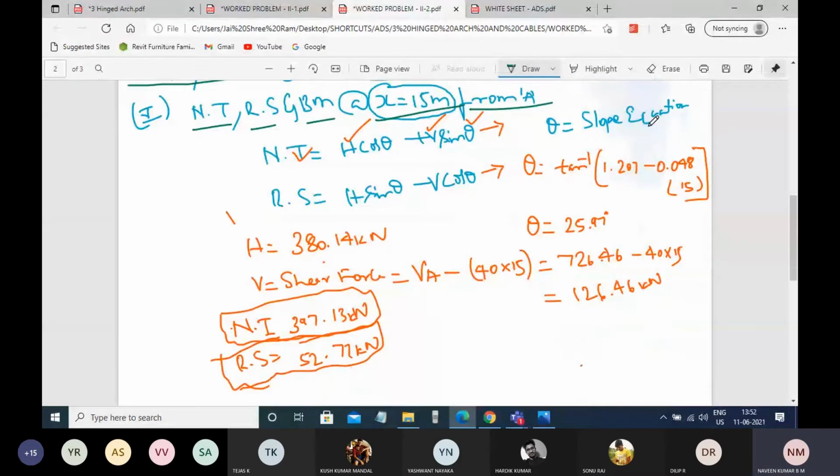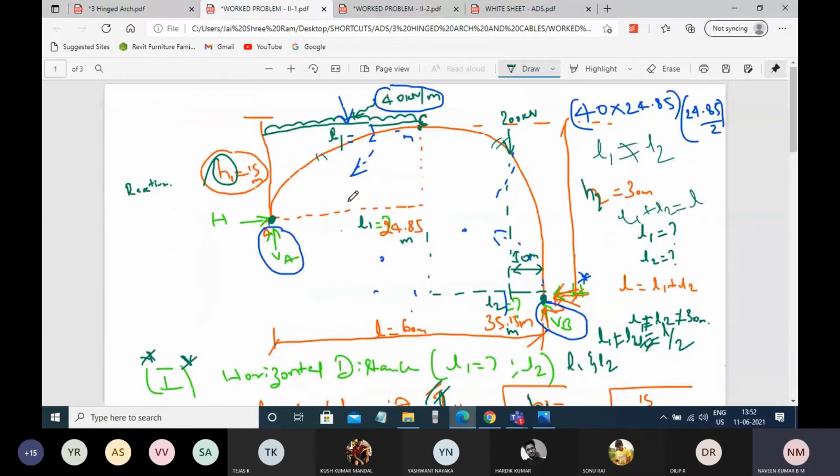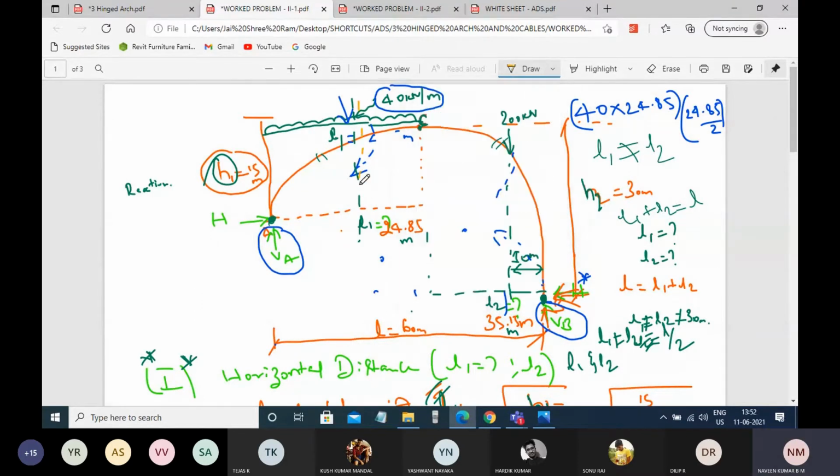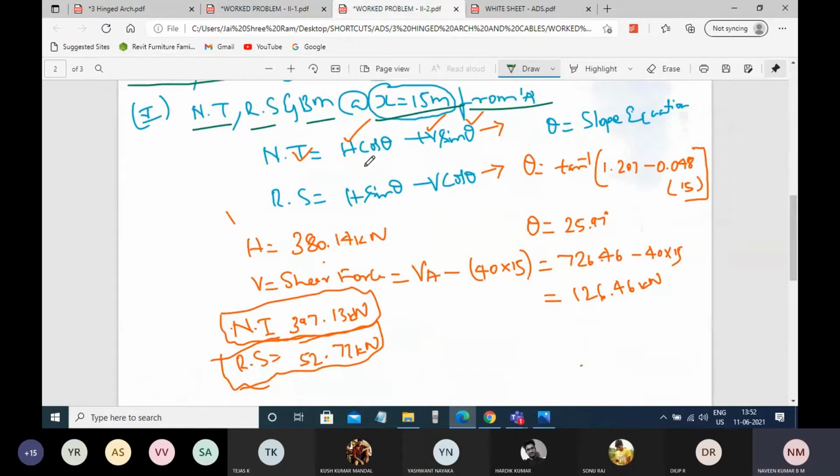Okay. So now you can see that this is 15 meter, x equals 15 meter from support A. So it comes somewhere in between the AC segment, right? So x equals 15 meter. Here you need to consider the normal thrust, radial shear as well as bending moment. So you know the formula in order to find the normal thrust. So this is the formula. You can just note down this formula.